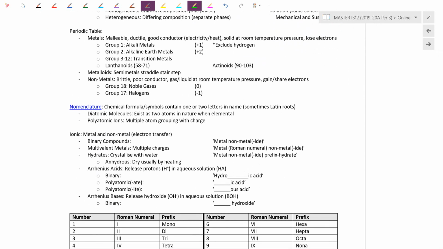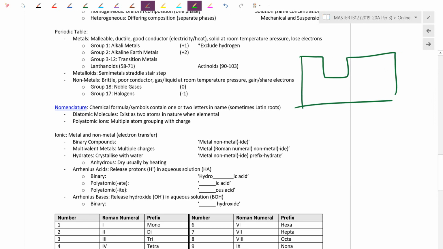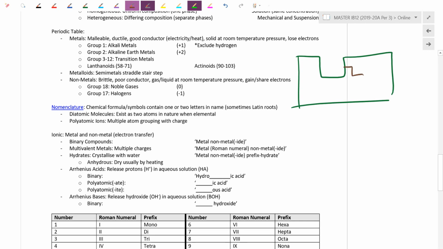We start organizing our elements into our periodic table. We'll get into this detail in chapter 3, but we have our periodic table. Roughly speaking, we divide it into two. On the left-hand side, we have our metals.